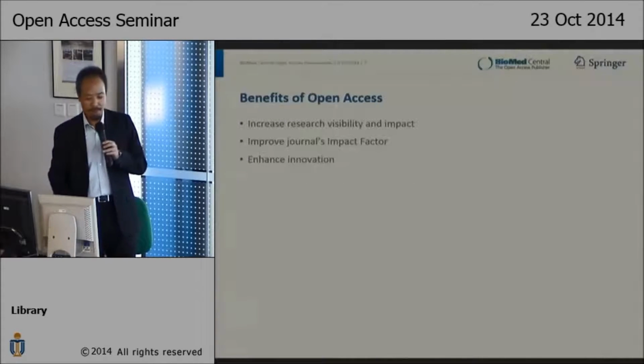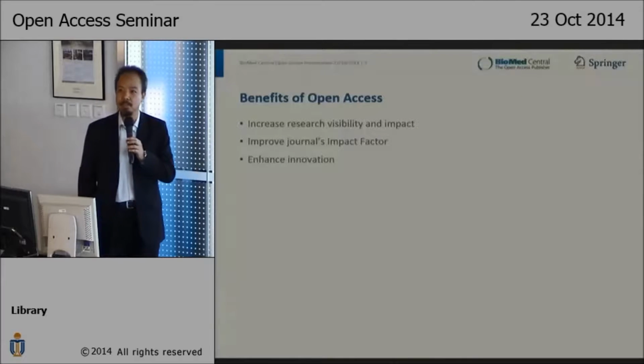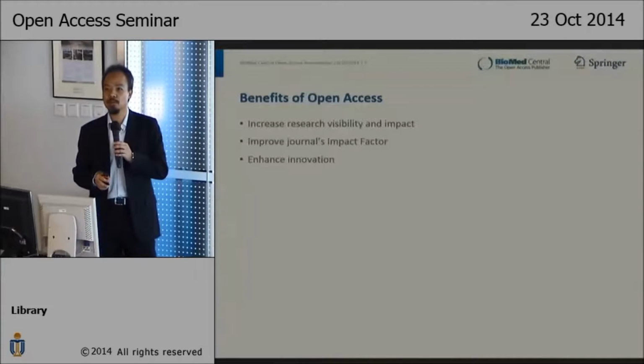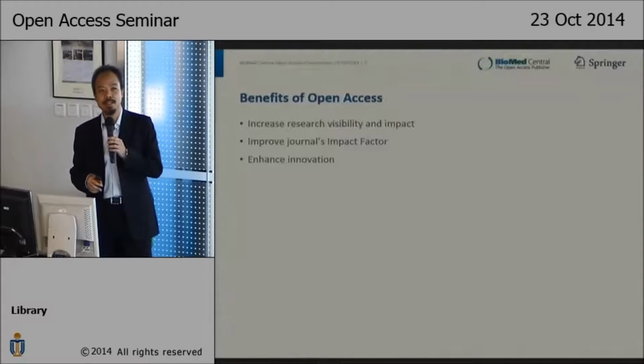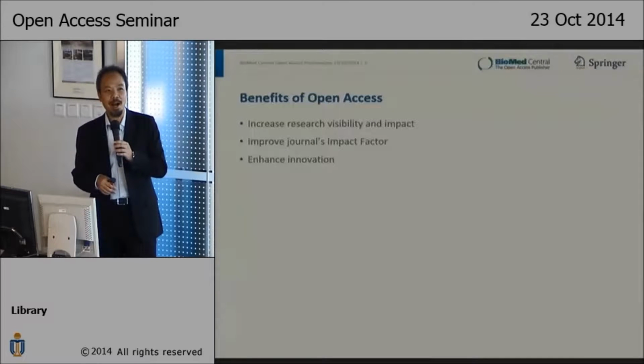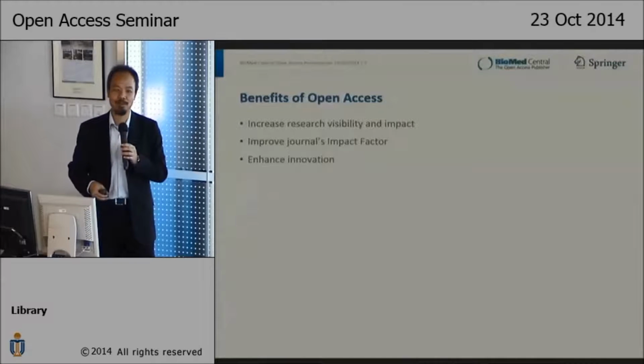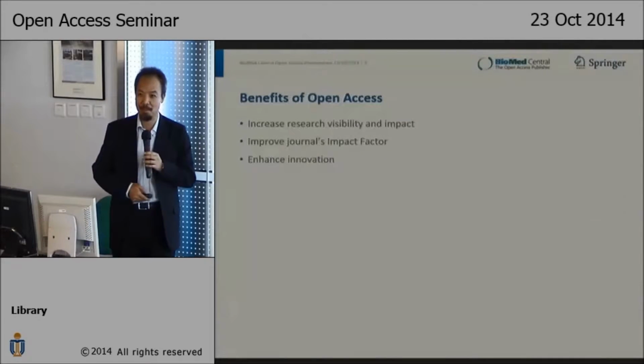Okay. For the benefits of open access, basically we can divide them into three major parts. The first one is helping to increase your research visibility and impact. I will show you an example later using some of the papers published with us. The second benefit is that it can help improve the impact factors of the journals. I can also give you an example. The third one is a bigger scope: enhancing innovation. I will also explain it further with an example.